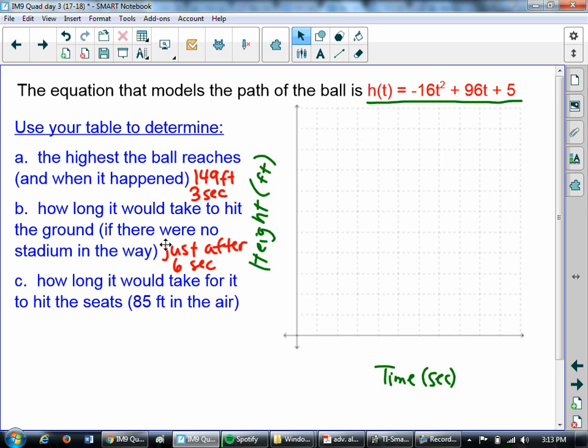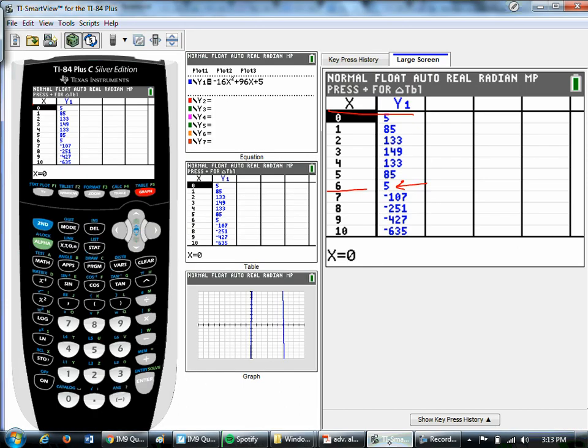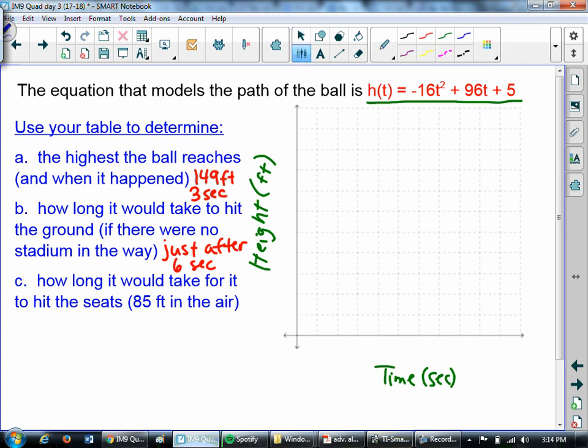Now, how long will it take to hit the seats that are at 85 feet in the air? Well, this again, we're going to go back to our table. That happens to be here because that's at a height of 85 feet. And that happens to be here as well because that's at a height of 85 feet. Okay, so it looks like at 1 second and 5 seconds. So go back to our lesson. So we said 1 second and 5 seconds. Now the 1 second is actually when the ball is going up in the air. And so it passes 85 feet at 1 second, but then comes back down at 5 seconds. So at the 5 seconds is actually when it hits the seats.